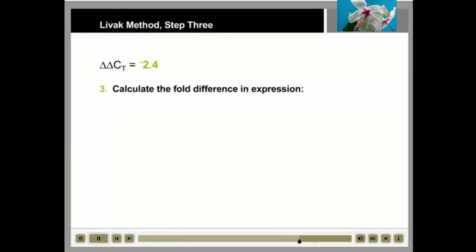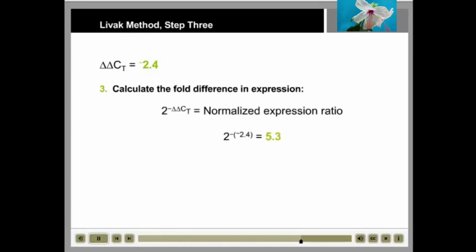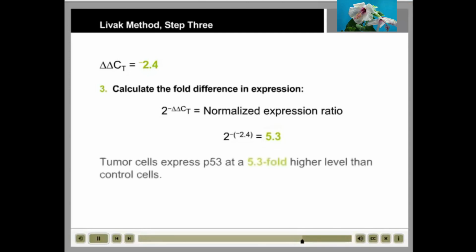Given this delta-delta-CT value, next determine the fold difference in expression between these 2 genes in the 2 samples. Use this equation. In this example, the equation yields a value of 5.3, indicating that tumor cells express p53 at a 5.3-fold higher level than the control cells. Negative values indicate a difference in expression that is lower than the control sample.